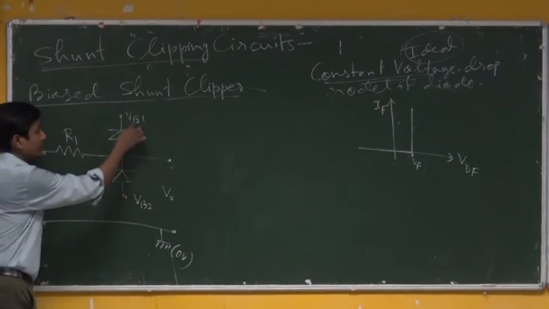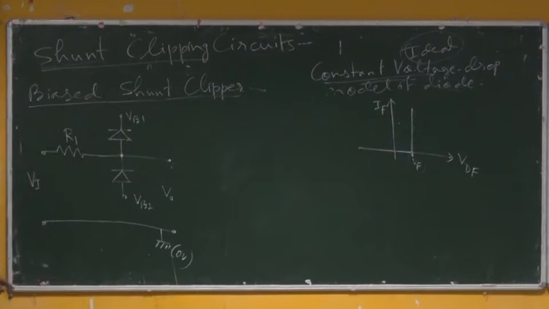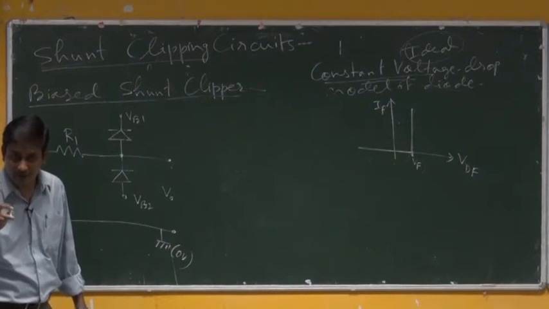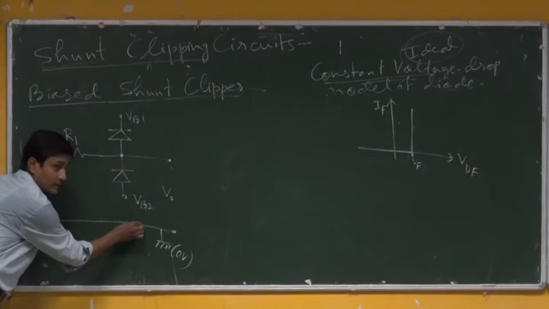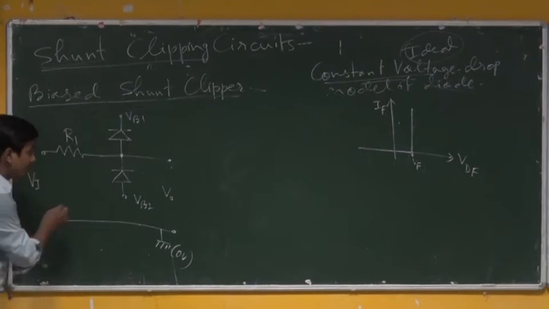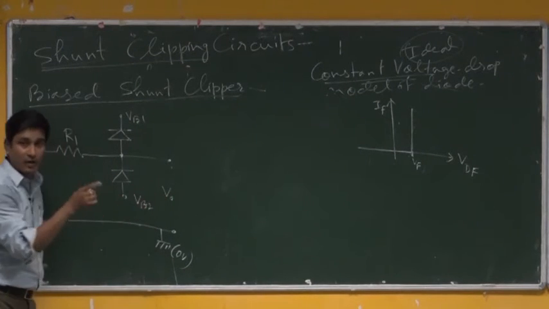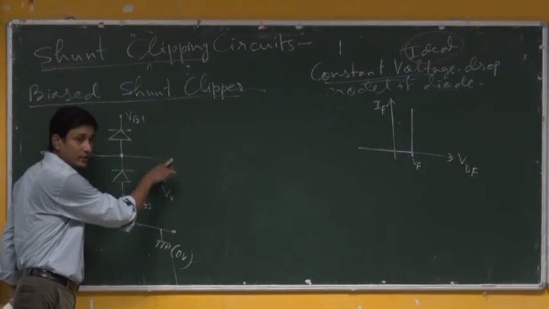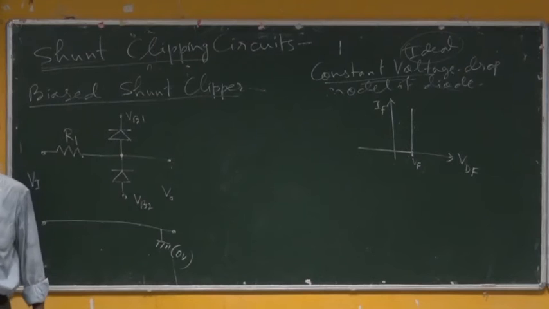If I say VB1 and VB2, that means this is a potential with respect to somebody. What is the reference point? The reference point is this one, meaning this line. If I find this V0, then I will always try one reference first, with respect to which I will be measuring the voltage V0. Fine.